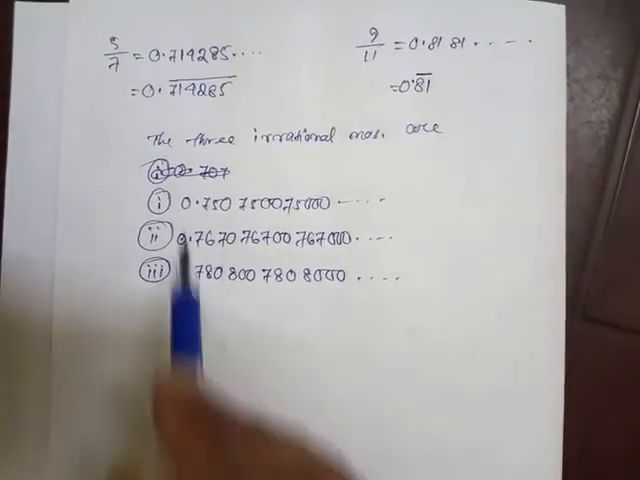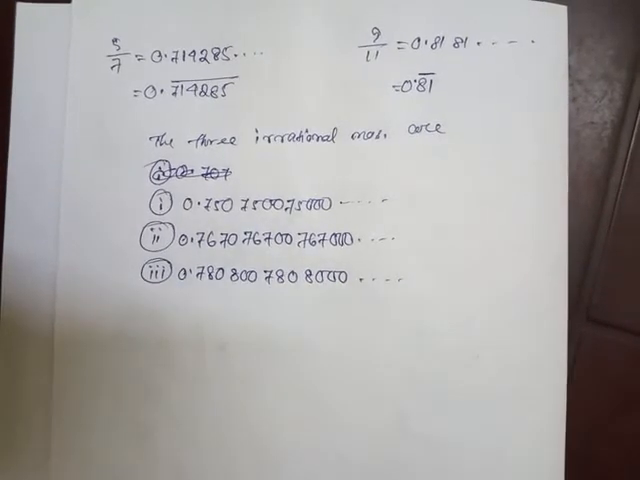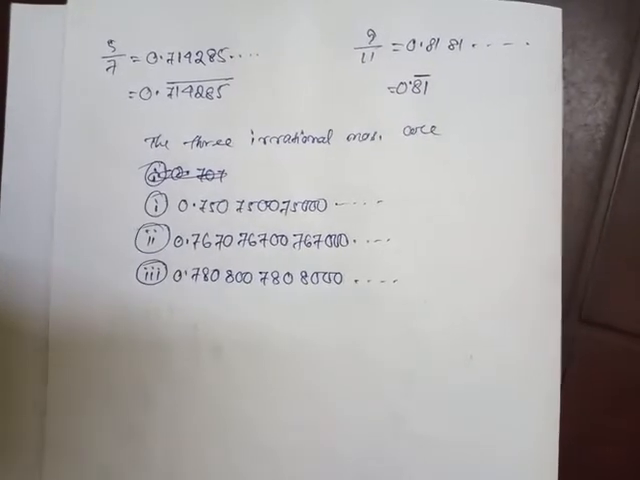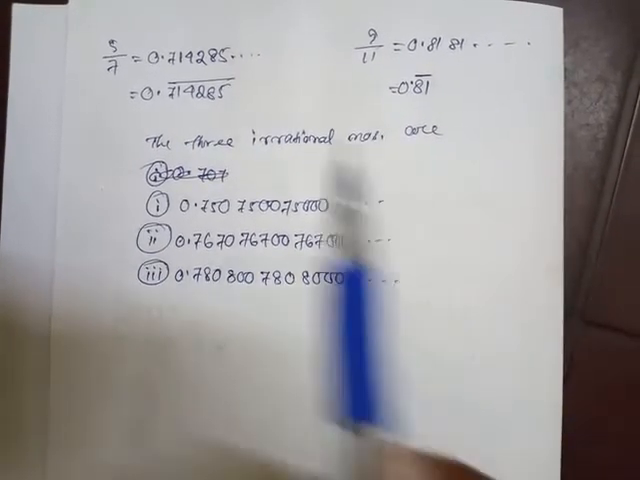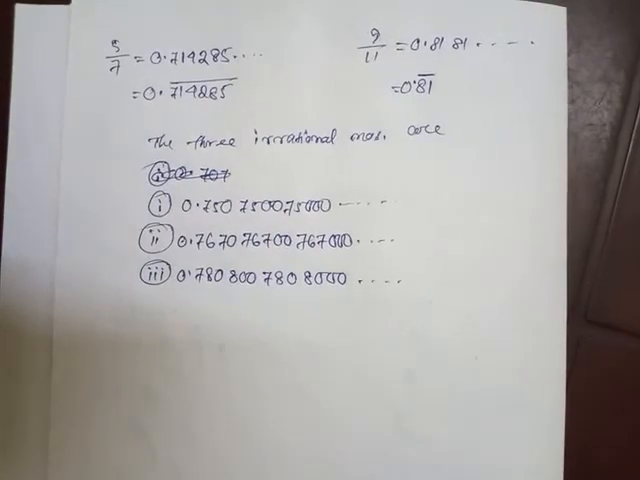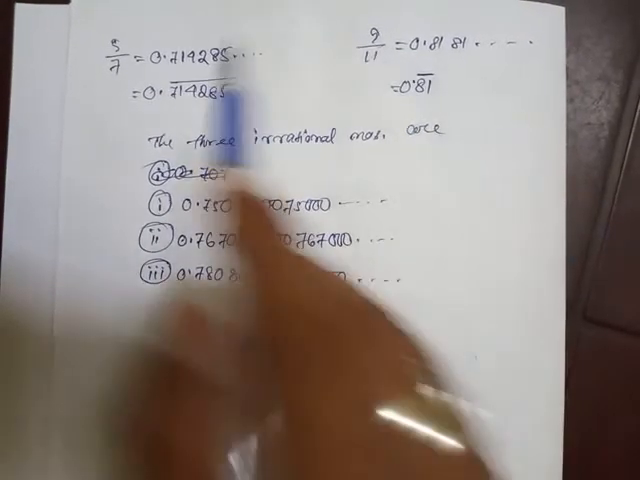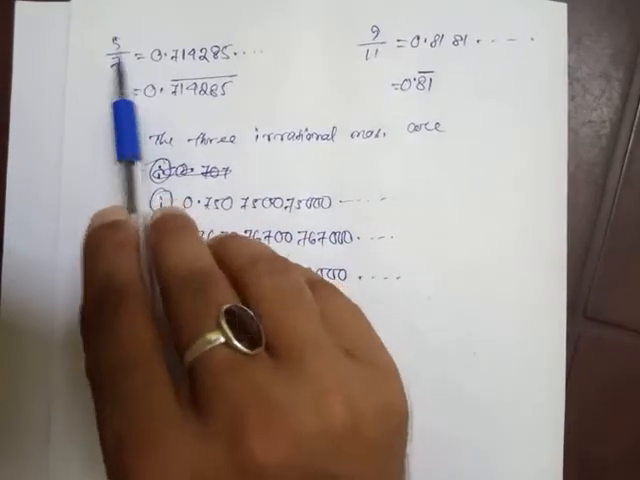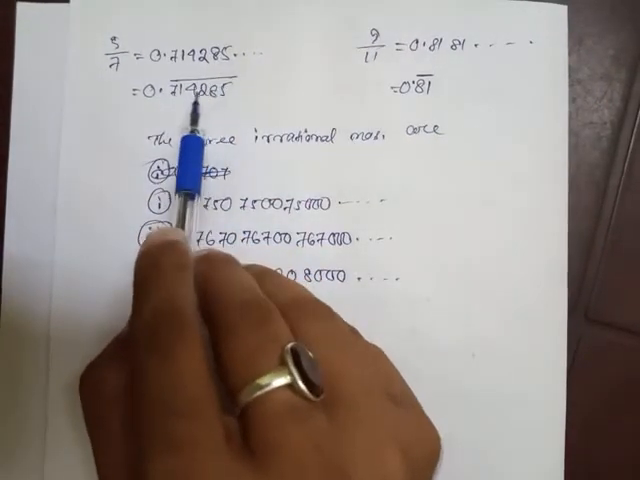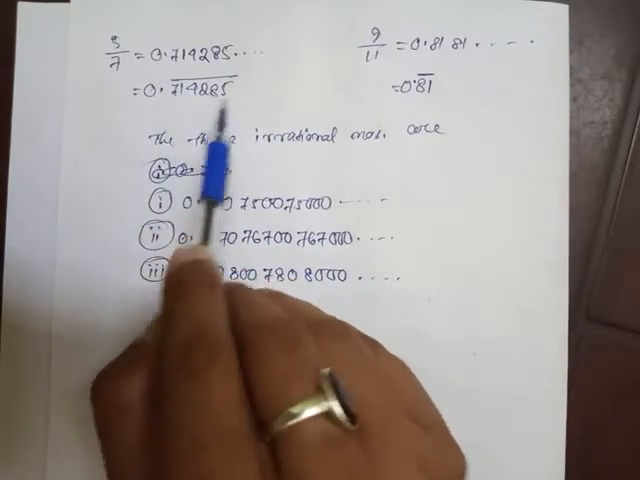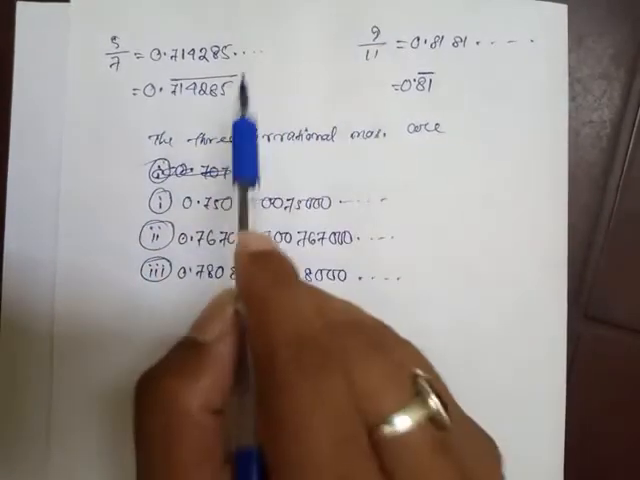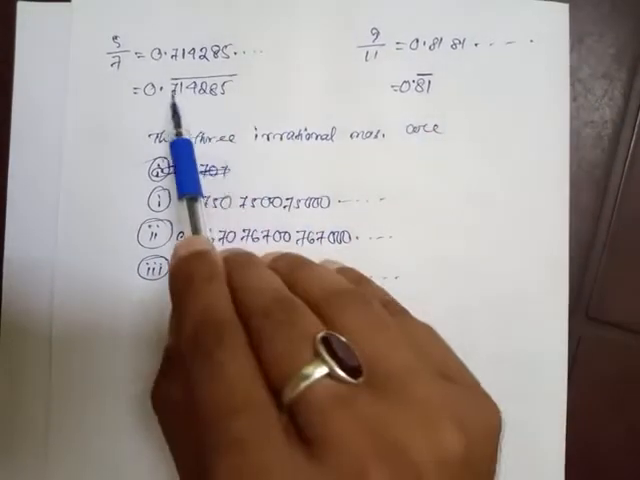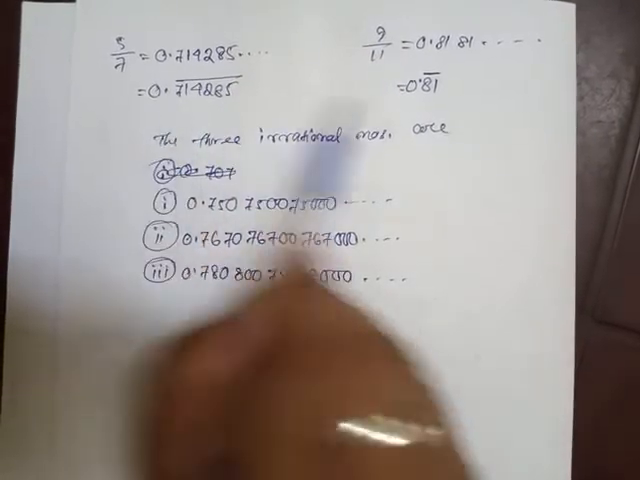Now look student, in these three irrational numbers, first of all I will say that a rational number is that which can be written in the form p by q, where q is not equal to 0, and an irrational number is that which cannot be represented in the form p by q. Now look, in these two rational numbers 5 by 7 and 9 by 11, the numbers are non-terminating repeating, which means after 5 again 7142 will come, and here 81 again 81 will come. This is non-terminating repeating, meaning there is a sequence.